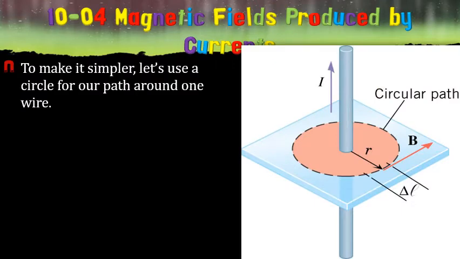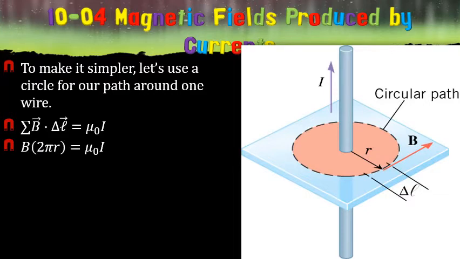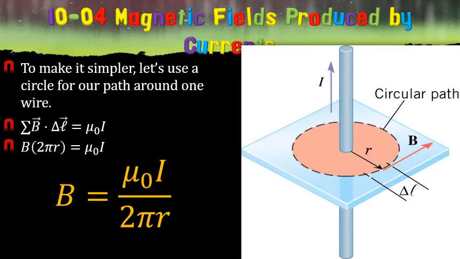Again, symmetry works well, so we're going to use simple things. So let's look at a single wire. Our path around the wire, if we make it simple, is just a circle with the wire at the center. So its distance would be the circumference, 2 pi r. So to solve for that magnetic field, I'll divide by 2 pi r, and we have the magnetic field due to a straight wire.